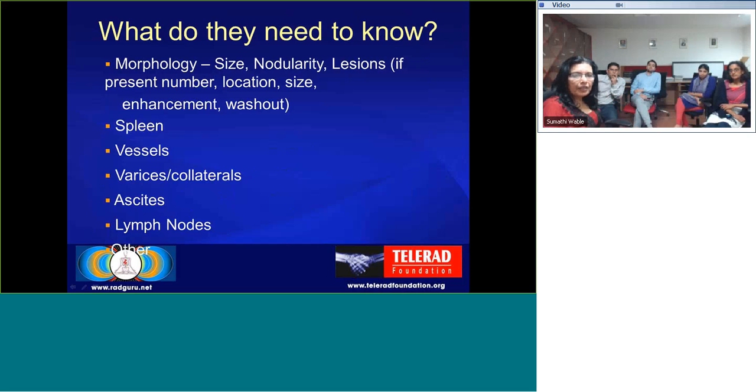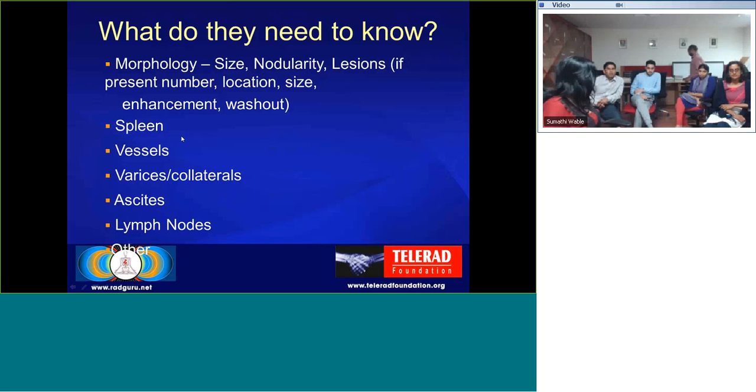So now, once you have these images the way you want, what do you want to describe in your report? What are the things you need to look at? The morphology of the liver itself, the size, nodularity, and lesions. Describe lesions by segments, so that the surgeons know which segment the lesion is in. And you describe not only the size and location of the lesion, and the enhancement pattern, but also what it does in diffusion-weighted imaging, whether it has restricted diffusion, and what it does in T2-weighted imaging.